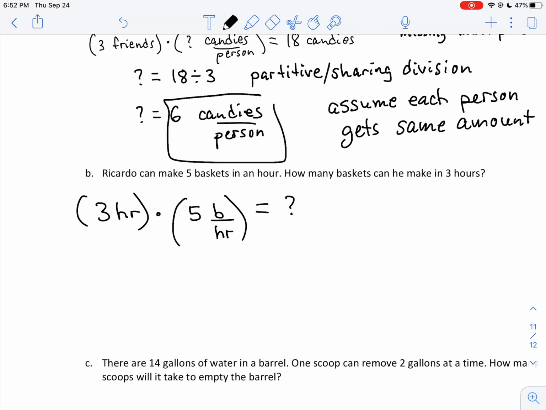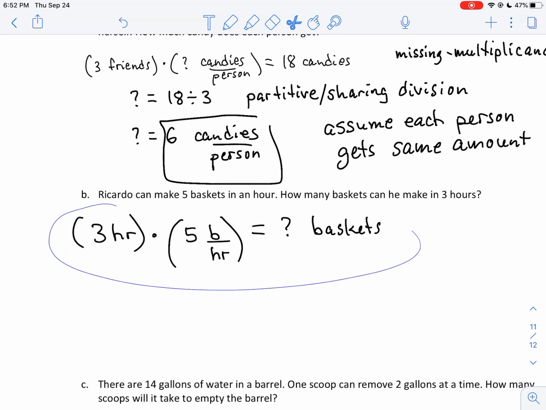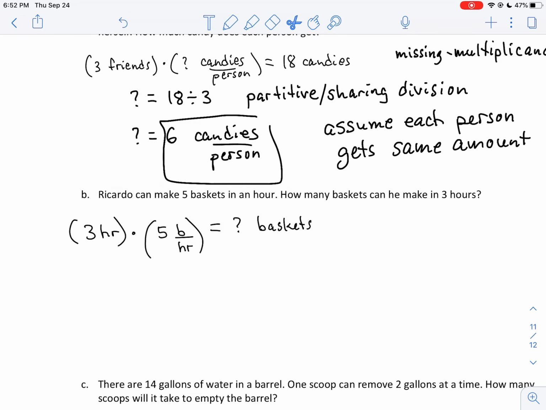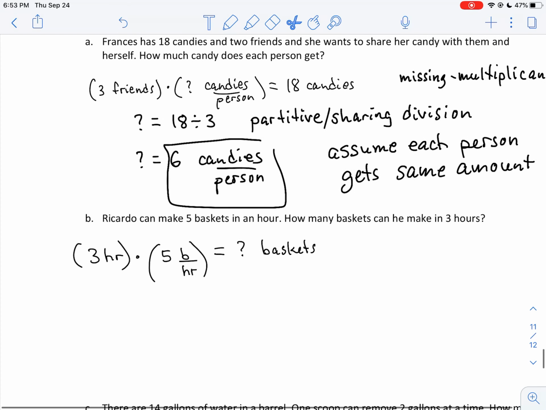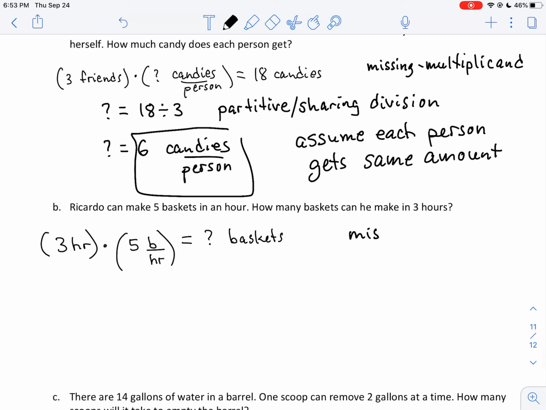Or actually, we don't know that yet, so this is what we're after. Right, how many baskets can he make in 3 hours? So here's our multiplication statement with a question mark in the right position. This time it's in the position of the product. So this is a missing product problem.